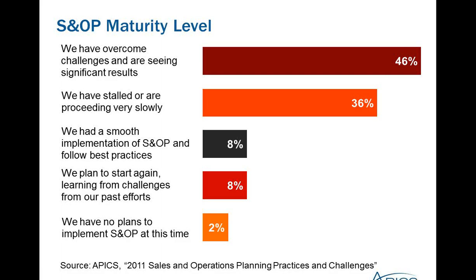36% of the companies say, gee, we're stuck here, or we're going but nowhere near at the rate we wanted to. So that's a big chunk of companies that have said, this is important, but we thought we'd be going a lot faster than this. We're stuck on a problem, we can't get past it. 8% had a smooth implementation and followed best practices. 8% said, well, we better start again and learn from the mistakes we made. But only a very, very few said they had no plans. So companies are seeing the value in putting in a formal plan.